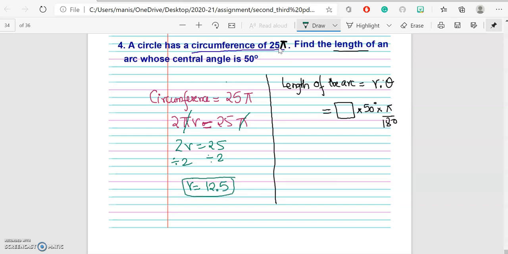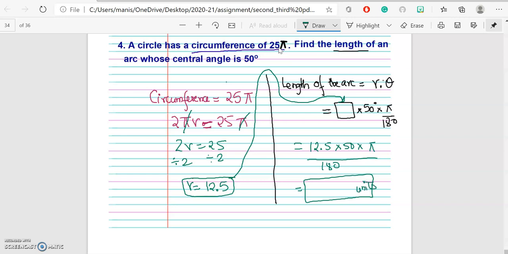Now it gives you an idea. What idea does it give you? You can take your value of r and substitute it in this empty box over here. So now it will look like this: 12.5 times 50 times pi divided by 180. When you type this value in your calculator, it will give you the length of the arc. Since we don't have any units over here, you write your answer as units.